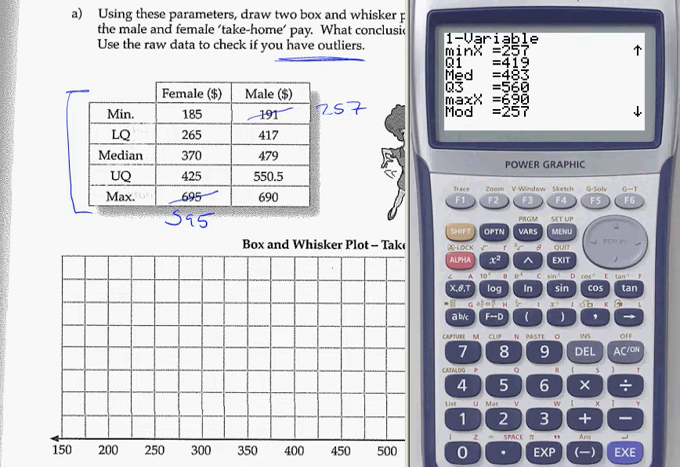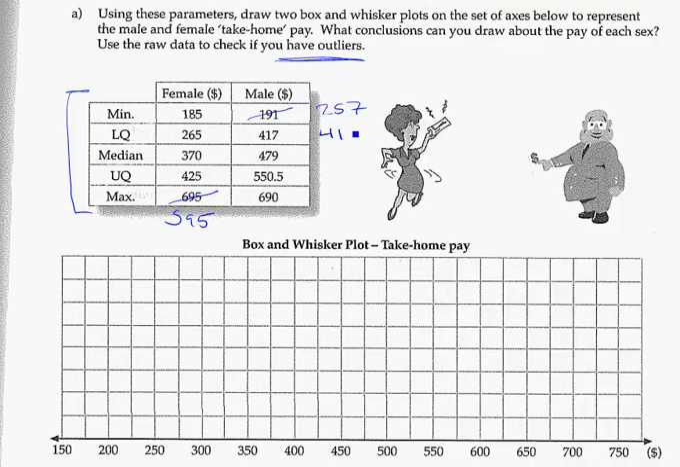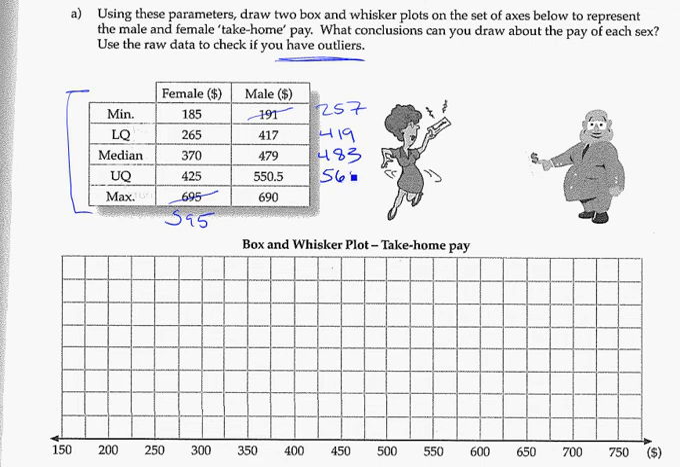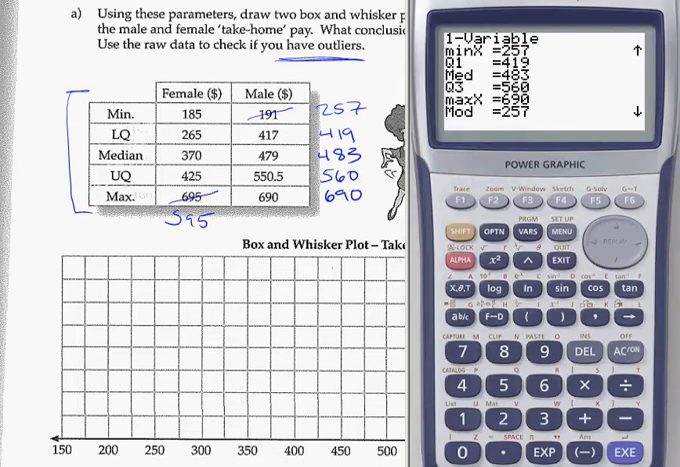So it's going to become 419, 483, and we have 560 for my upper quartile, and the max still stays the same. So 560 and 690. Let's look at the women.